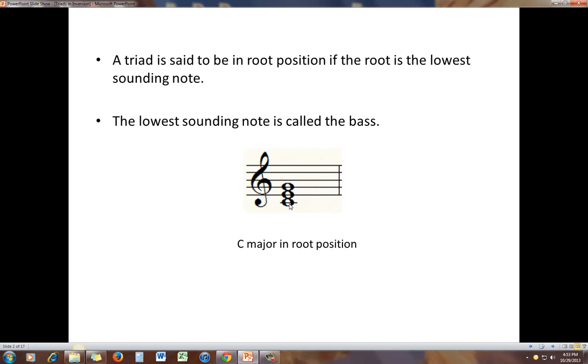C is the root of the triad. C is also the bass. And even though we're in treble clef, the C is also called the bass note because it is the lowest note.